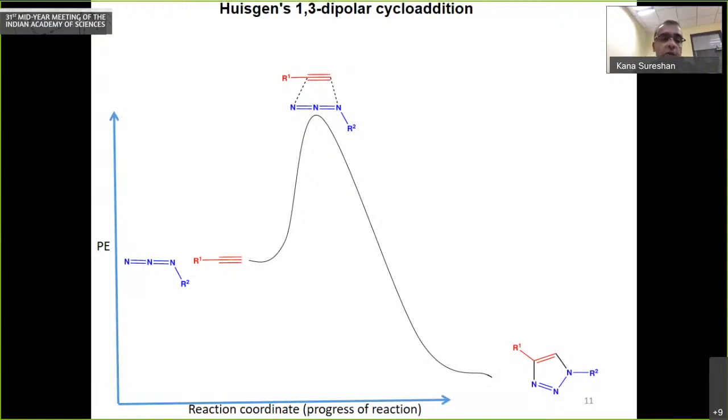In a normal solution in a flask, you don't get this kind of arrangement unless you have a catalyst or other modes of activation. But in crystal, it is possible to have this kind of arrangement, close to the transition state-like arrangement. Then it will react automatically to give the product in the crystal. Such reactions we are doing in crystals. We call it the topochemical azide alkyne cycloaddition reaction, or TAAC reaction. Next slide, please.